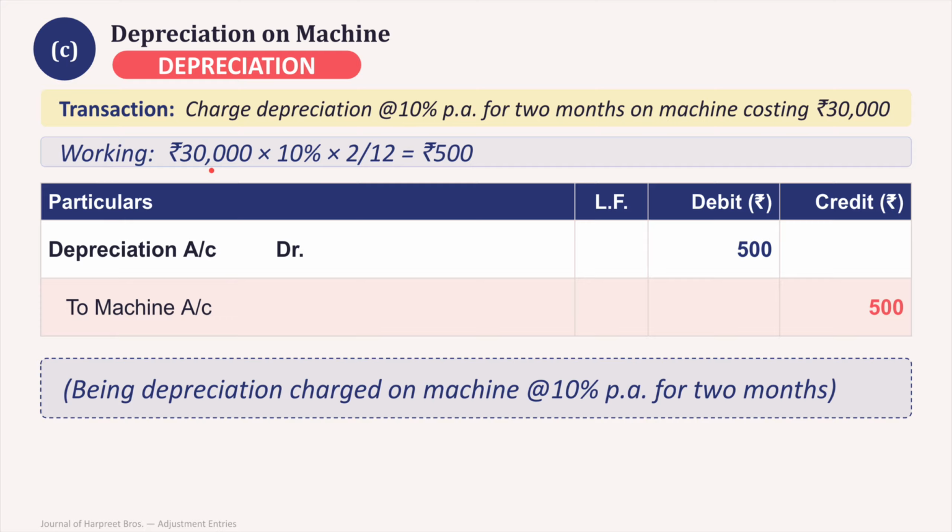So the working will be 3,000, the cost of the machinery, into 10%. They are saying you have to charge only for 2 months, so into 2 by 12. If you do 3,000 into 10 by 12, you will get for 1 month. So that into 2, you will get for 2 months. This is the ideal calculation, which comes up to rupees 50. So we will charge depreciation. Here it is an expense, depreciation account debtor we will debit, to machine account we will credit. Being depreciation charged on machine at 10% per annum for 2 months.